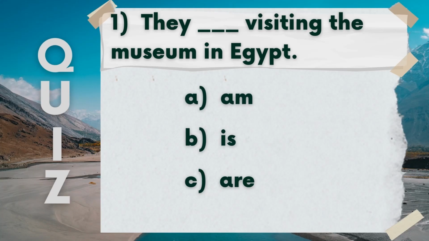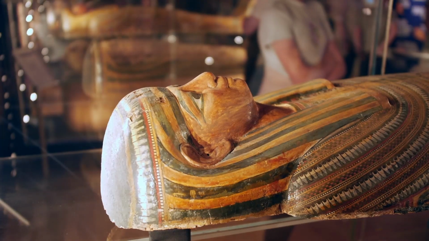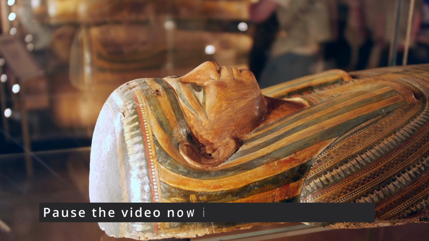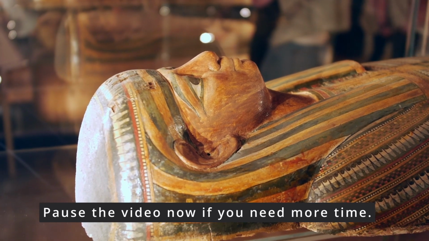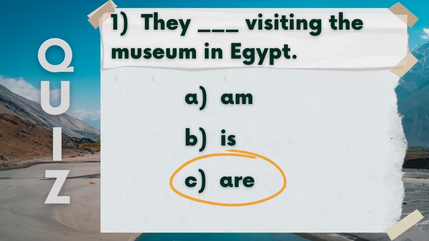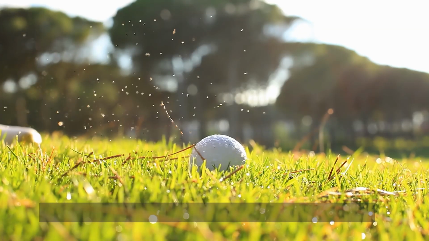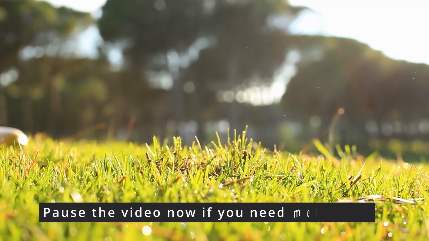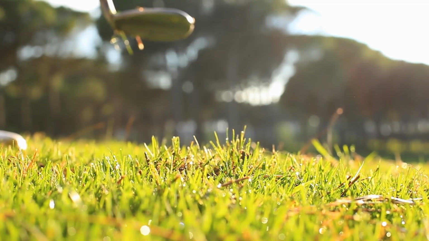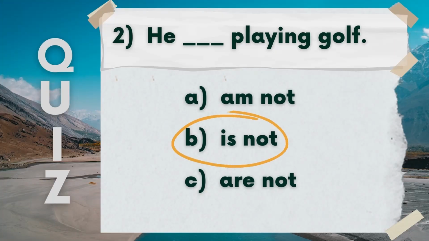Question 1. They blank visiting the museum in Egypt. A am, B is, C are. If you said are, you would be correct. They are visiting the museum in Egypt. Question 2. He blank playing golf. A am not, B is not, C are not. If you said is not, you would be correct. He is not playing golf.